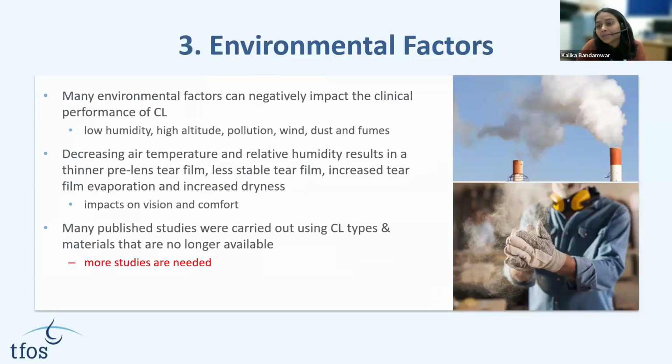Environmental factors: pretty much anything that can go wrong with the environment can impact contact lens success and performance, such as low humidity, high altitude, pollution, wind, dust, and fumes. Decreased air temperature and relative humidity result in a thinner pre-lens tear film, a less stable tear film, increased tear film evaporation, and increased dryness. All of these can impact vision or comfort.